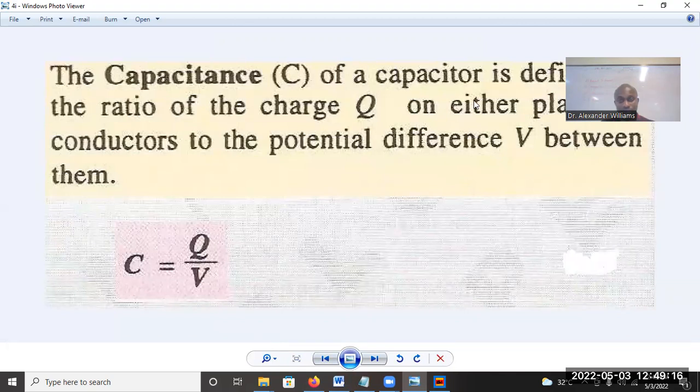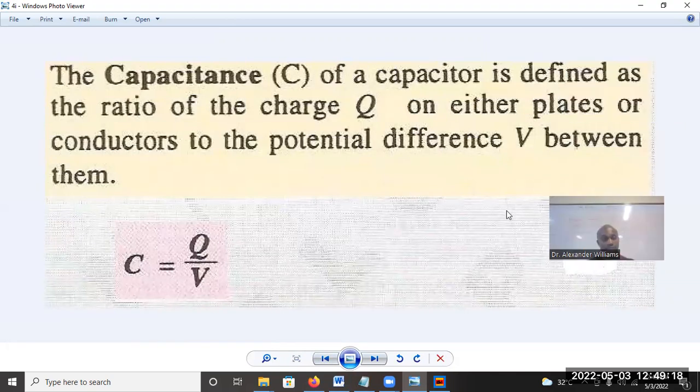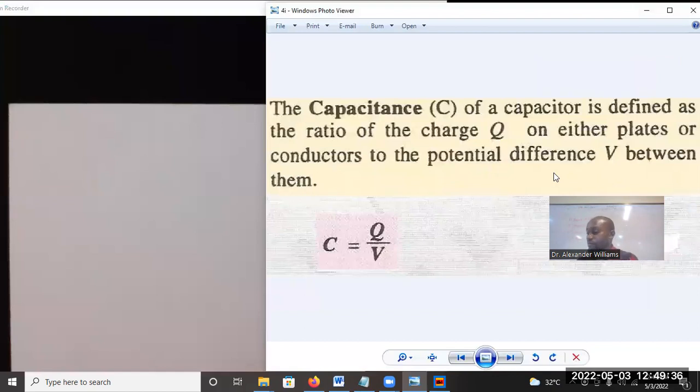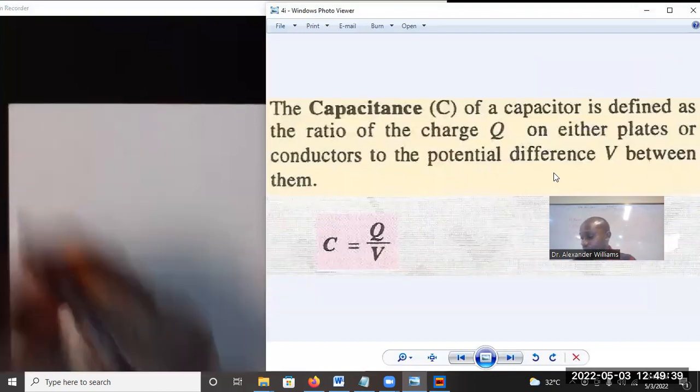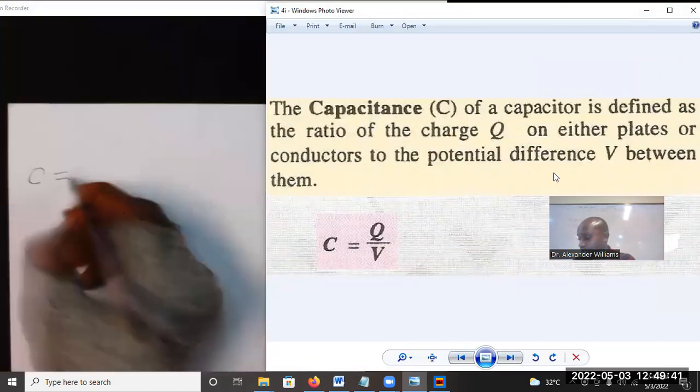The capacitance of a capacitor is defined as the ratio of the charge on either plate of the capacitor, the plates of the conductor, to the potential difference between the plates. That signifies C is equal to Q over V.